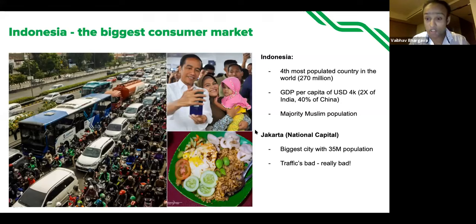A bit about Jakarta, which is the national capital, because I'm going to reference it further. It's the biggest city in the region, and it has really bad traffic. What you see in the photo is not an exaggeration. It's a photo anybody who goes to Jakarta can take.